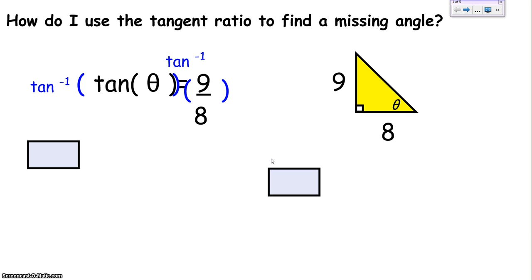That's all that it takes to find a missing angle. It's actually not very complicated. You just need to make sure you use second tan to find it. Let's take a look at a couple examples checking them out.